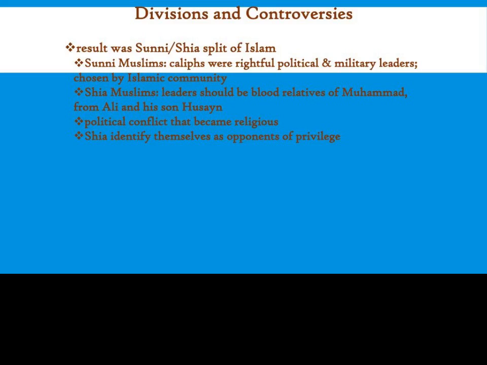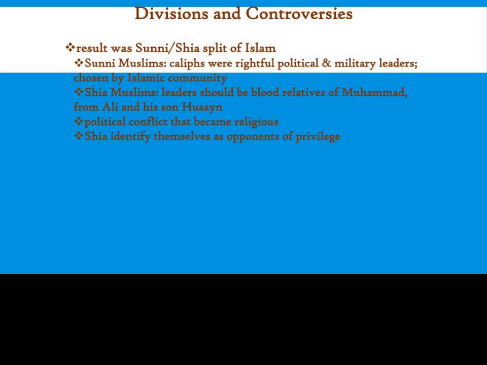And there was a lot of persecution of the Shia and several of their leaders, and they developed the ideology of an oppressed minority and came to hold mystical ideas such as the belief that an assassinated leader had gone into hiding and would return to save the community someday. A lot of these beliefs and other rituals have developed into a distinct Shia culture. They basically identify themselves as opponents of privilege. And this political conflict has thus become religious.